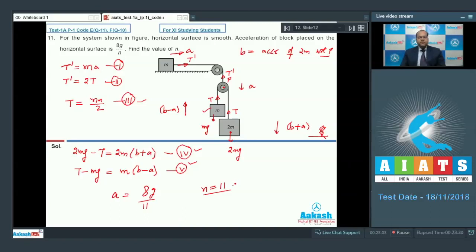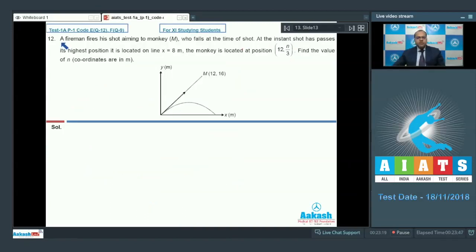Let's move to question number 12. In question number 12, a fireman fires his shot aiming at monkey M, who falls at the time of the shot. At the instant the shot passes its highest position, it is located on the line x equal to 8 meter. The monkey is located at position (12, n by 3). Find the value of n, coordinates are in meter.